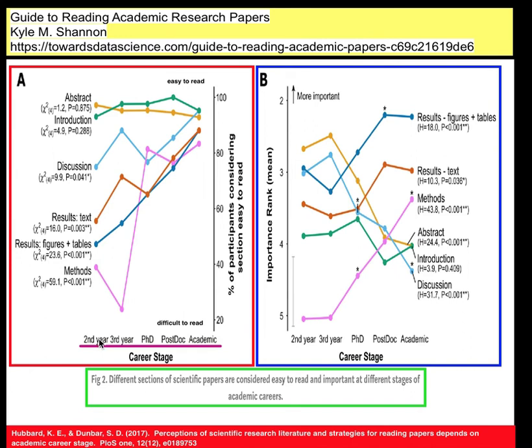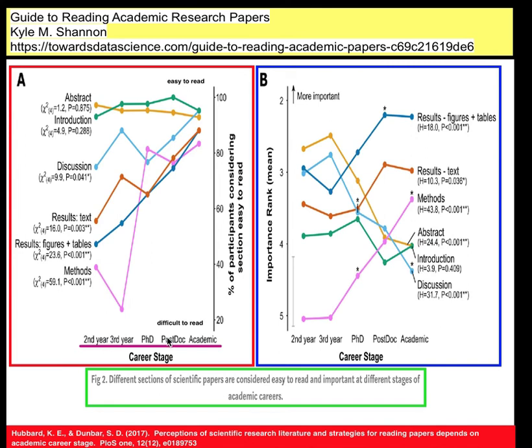Now, second-year students see the methods and the results section when presented with figures and tables as difficult to read. Difficult to read. And as they move along, it becomes easier and easier and easier to read. In the methods here, it goes down, difficult, but then it goes up to easy. So what's interesting is the trend of this data is it all seems to move eventually up to this area, which is pretty easy to read.